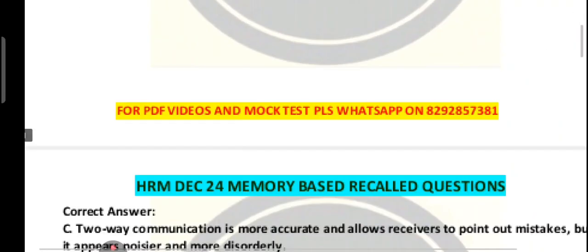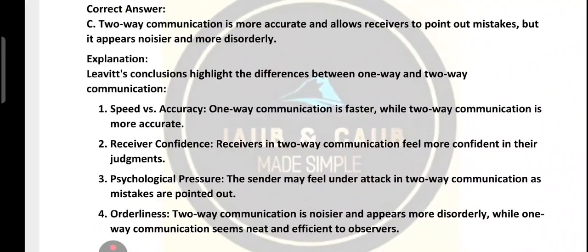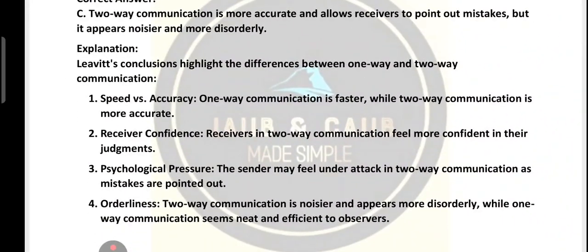So let's summarize the key points. I told you about one-way: faster, less accurate, receiver just listens and it looks clean and orderly. Two-way: slower, more accurate, allows feedback, looks noisy, and the receiver feels more confident, right?